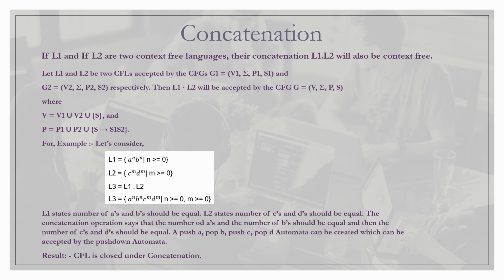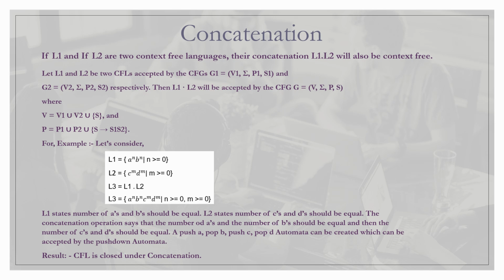Let's take an example. Let L1 be a to the power n, b to the power n with n greater than or equal to 0. L2 be c to the power m, d to the power m with m greater than or equal to 0. The resultant concatenation would be L3, which is represented as a to the power n, b to the power n, c to the power m, d to the power m with n and m both greater than or equal to 0.